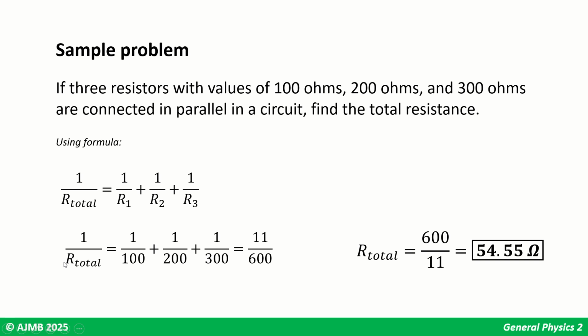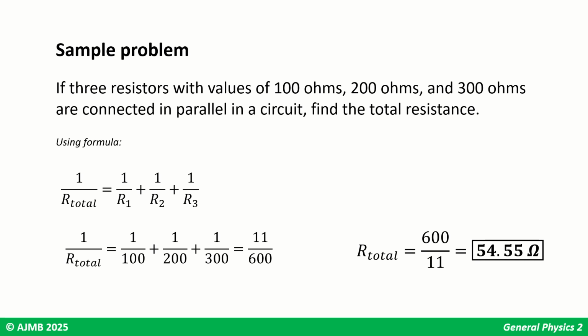Remember that right here on the left, your quantity is 1 over R total. But what we want to find out is not the reciprocal, right? What we want to find out is the R total, not 1 over R total. So we need to flip this over, right? So what we can get is the value for R total. Since you did that on the left side of the equation, you also have to flip this. Instead of 11 over 600, 600 over 11. And you would get the same answer, 54.55 ohms. Okay, so that's how you would solve the total resistance if they are connected in parallel.